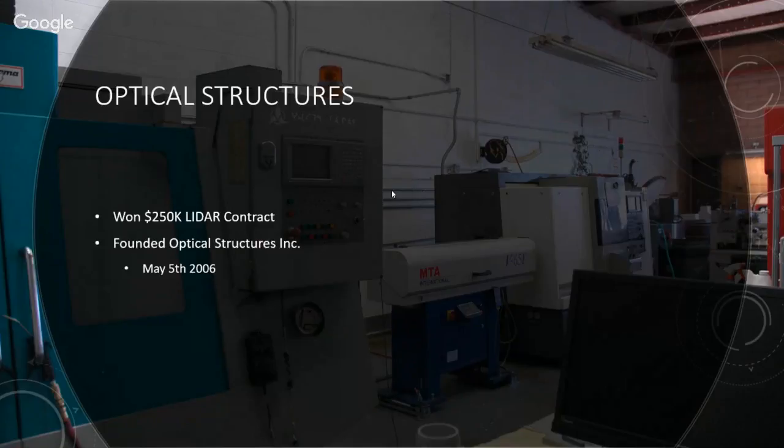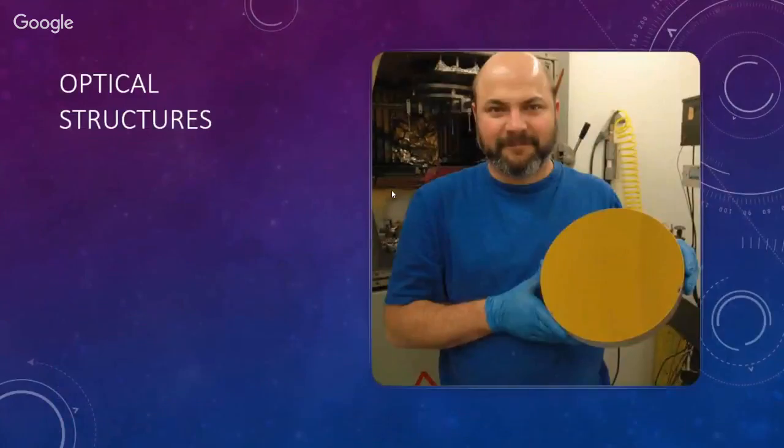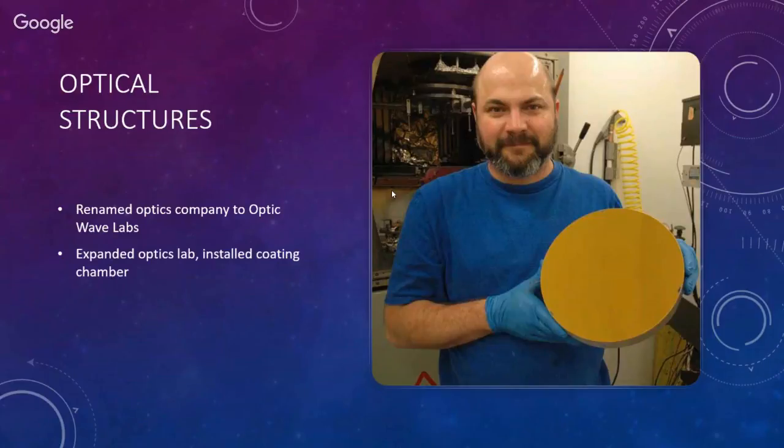So we founded Optical Structures, expanded the facility, and put in some CNC machine shop so we could execute on the LiDAR. The WODEN Optics company got renamed to Optic Wave Labs, which hopefully some of you are familiar with. That's my ugly mug holding a gold mirror. We also expanded the Optic Labs and installed a coating chamber. And right in the end of 2006, that's when we launched the Farpoint brand.